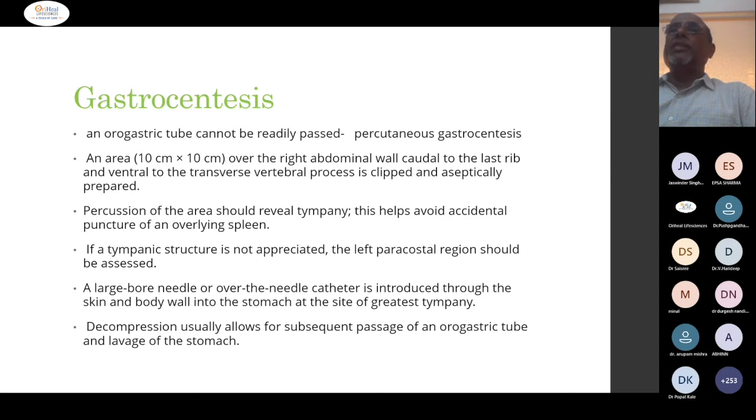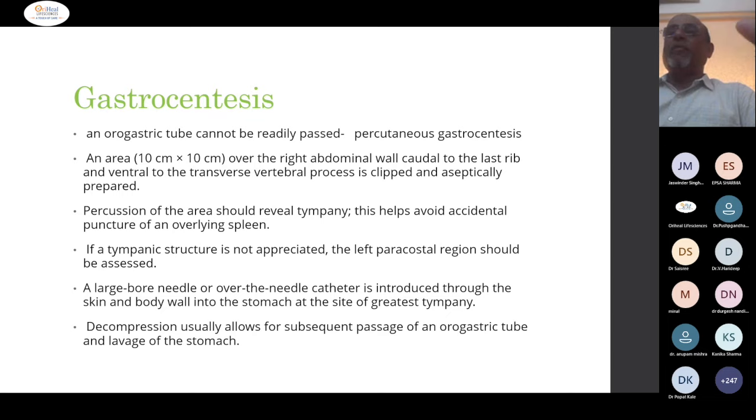The area 10 cm over the right abdominal wall is best. The area caudal to the last rib and ventral to the transverse process is clipped and aseptically prepared. Percussion of the area should reveal a tympany. This helps avoid accidental puncture of an overlying spleen. You know that the spleen is on the right side. Therefore, you should avoid inadvertently puncturing the spleen. So you palpate, percuss and see if it is tympanic.